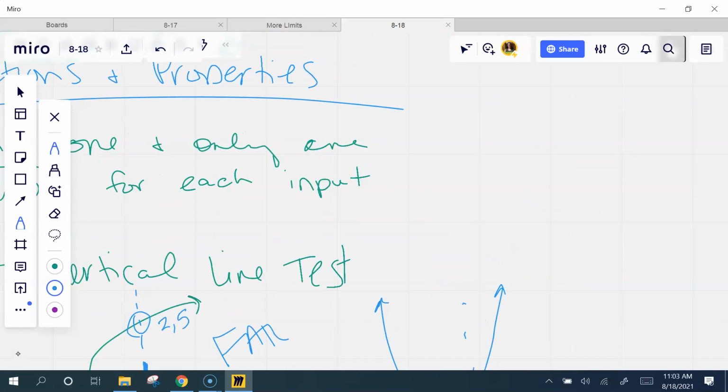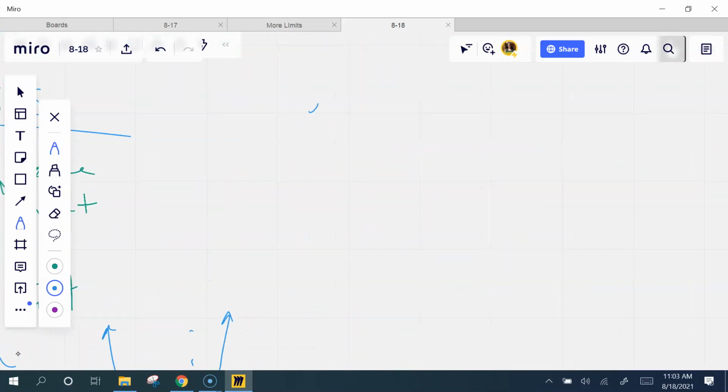All right, so for example, the direction of this problem says, determine whether the formula determines y as a function of x. If not, explain why. That's a plus or minus.